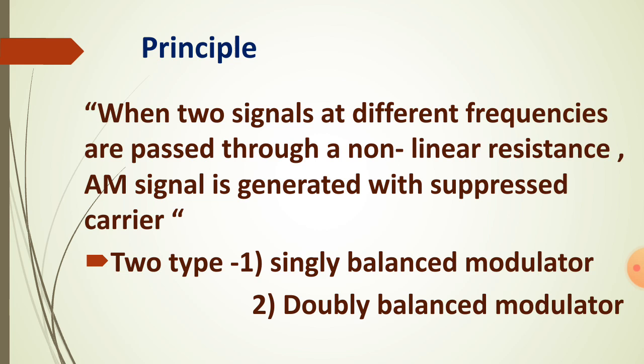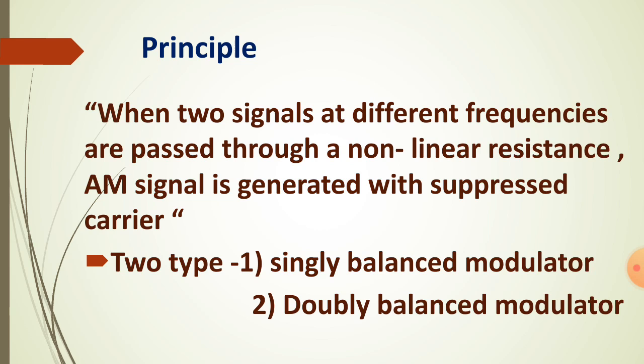Then we can define the principle behind the balanced modulator: when two signals at different frequencies are passed through a non-linear resistance, an amplitude modulated signal is generated with suppressed carrier. Sometimes this balanced modulator may suppress only one of the inputs. Such a balanced modulator is called a singly balanced modulator. If it suppresses or cancels both of the input signals, it is called a doubly balanced modulator.